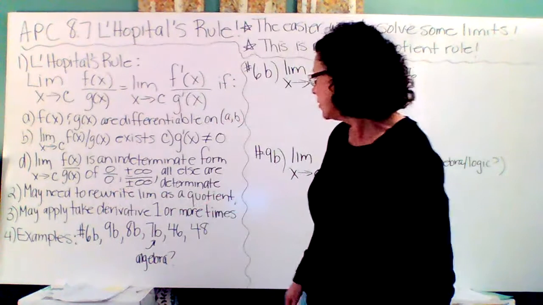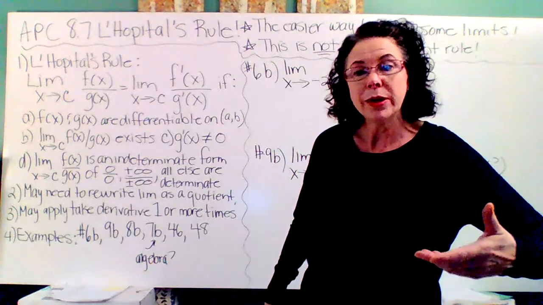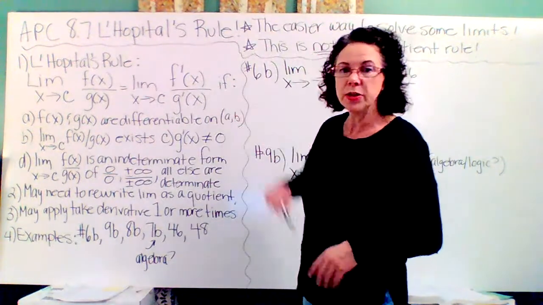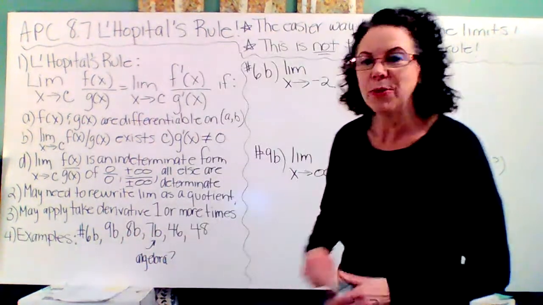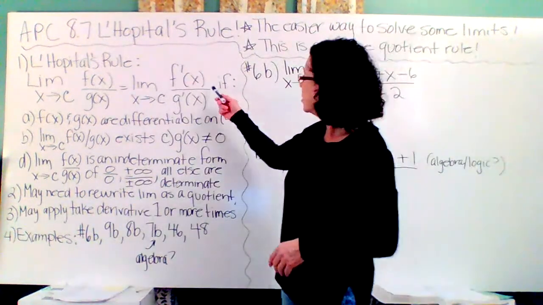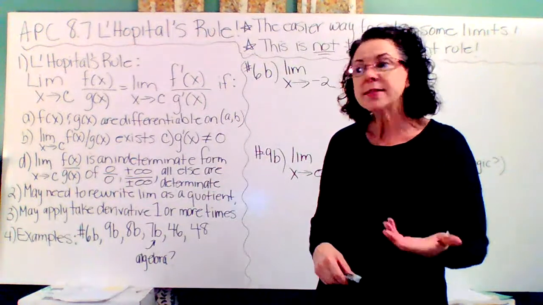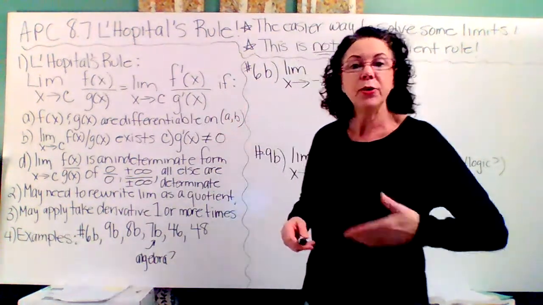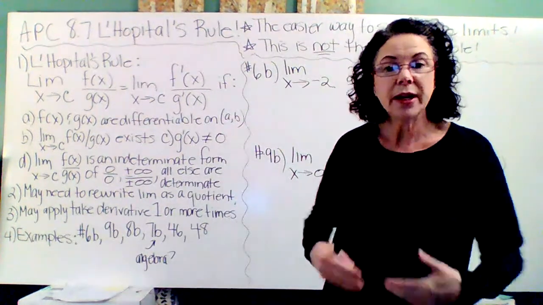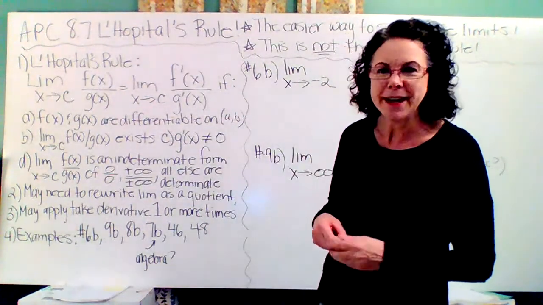You may need to rewrite the limit as a quotient. So if you have been given a limit that's not written as a quotient, but it seems indeterminate to you, if you can write it as a quotient, then you can use L'Hopital's rule. We're going to do that on one of these examples. You may apply the derivative one or more times. So if you take the derivative here and the limit is still indeterminate, that is a new function divided by a new function, and you are welcome to take the derivative again, the derivative of a derivative, until you can unveil the limit using L'Hopital's rule, or until you determine there's not actually a limit to find, okay?